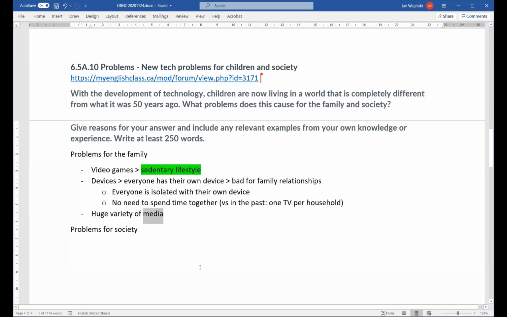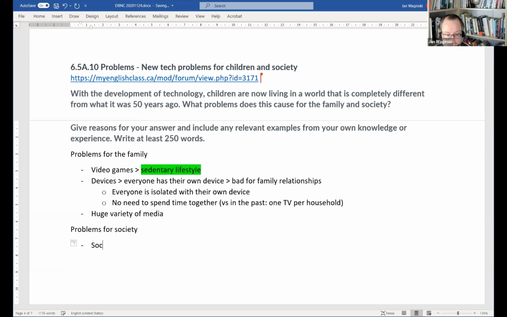What kind of media didn't exist 50 years ago? Social media. Okay, social media, for sure we can talk about that. What other kind of media didn't really exist? Internet?